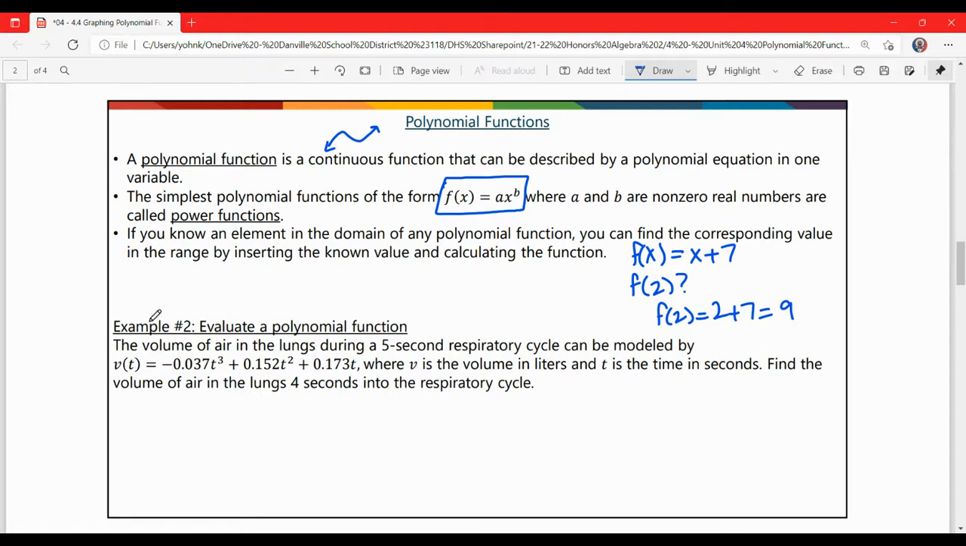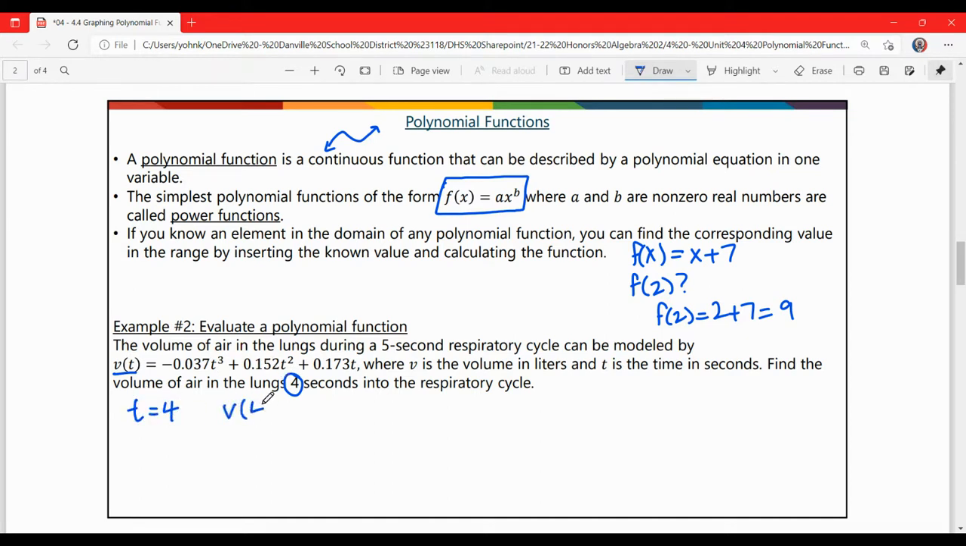So this example says the volume of air in the lungs during a 5-second respiratory cycle can be modeled by V of t equals this really long cubic trinomial, where V is the volume in liters and t is the time in seconds. Find the volume of air in the lungs 4 seconds into the respiratory cycle. Well, I notice that 4 is time in seconds, and seconds is the letter T. So I need to plug the 4 in for T. So I'm going to let T equal 4.